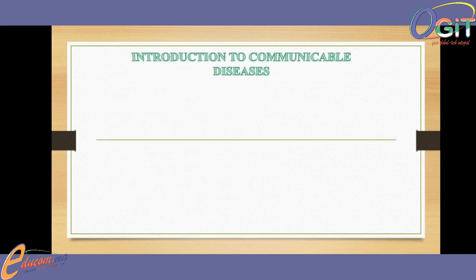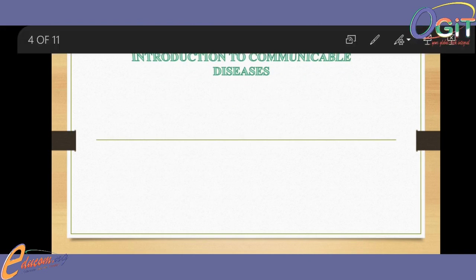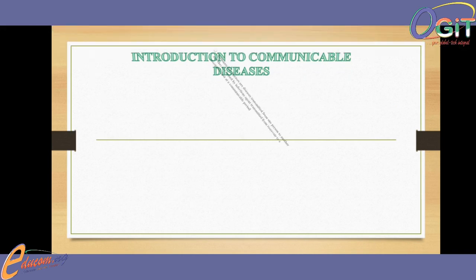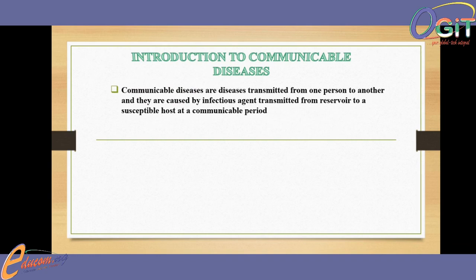Now, what are communicable diseases? Communicable diseases are diseases transmitted from one person to another, and they can be caused by infectious agents transmitted from a reservoir to a susceptible host at a communicable period. That is, any infection that can be transmitted from one person or animal, which is the reservoir, to another person, which is the susceptible host, is known as a communicable disease.